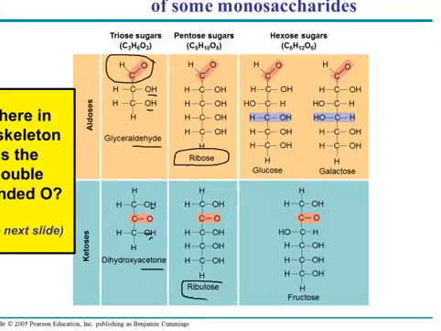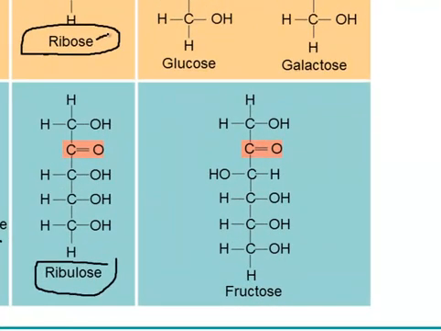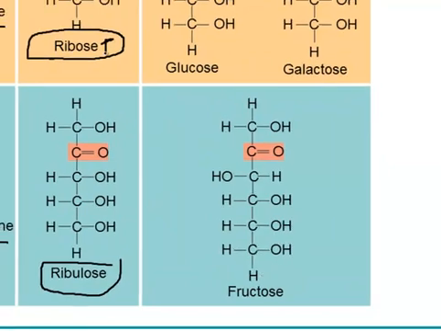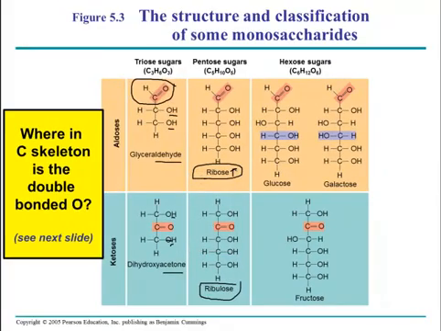Ribonucleic acid. It's this one. That's right. This one's in RNA. A minute ago, we mentioned the C6H12O6 was glucose. Here it is.